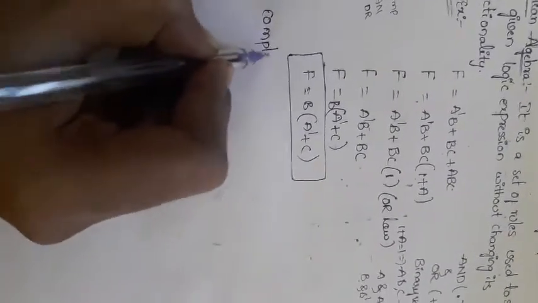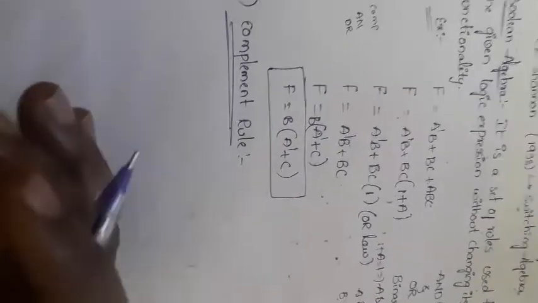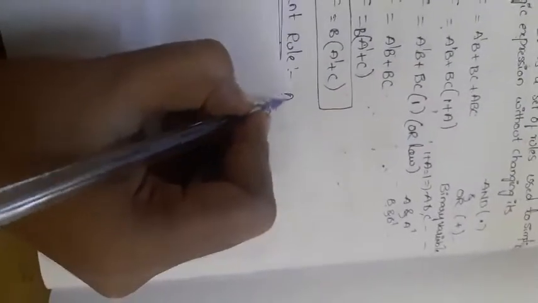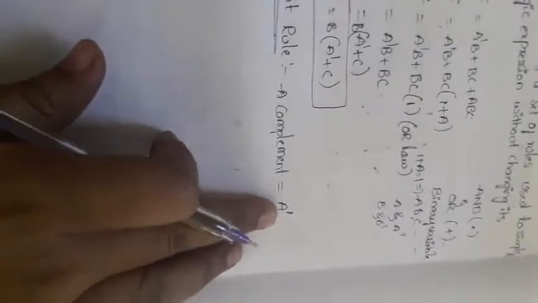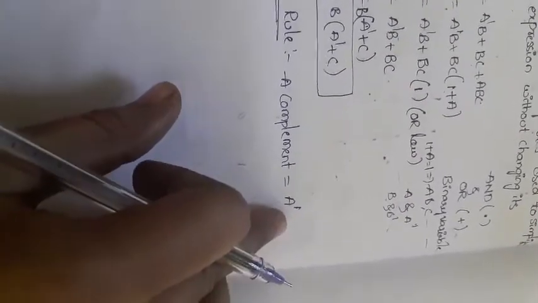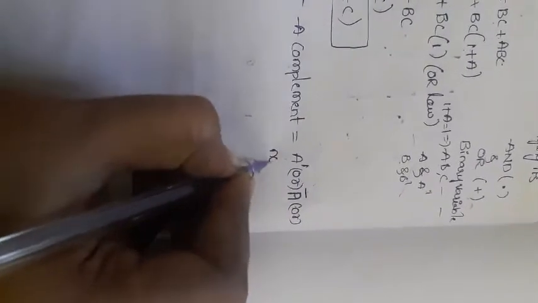The first rule we can call the complement rule. You already know what a complement is. If you take the complement of a, the result is a prime, or a complement. We can call this a prime, and this a bar, or we can also say it like this: not a.